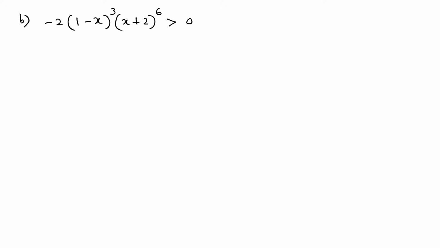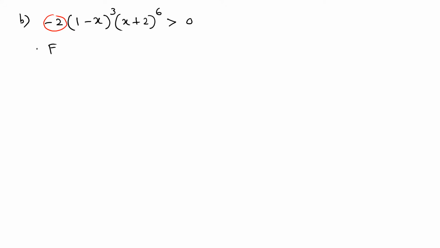As the next problem, we have -2 times (1 minus x) cubed times (x plus 2) to the 6 greater than 0. Again, we're going to follow the same approach and go with factoring. But if you get a problem like that, there's actually another method. You can first divide by -2, and once you divide by -2, you switch the inequality, and then we work with that. But here I'm going to just use the one as it is and see how it works.